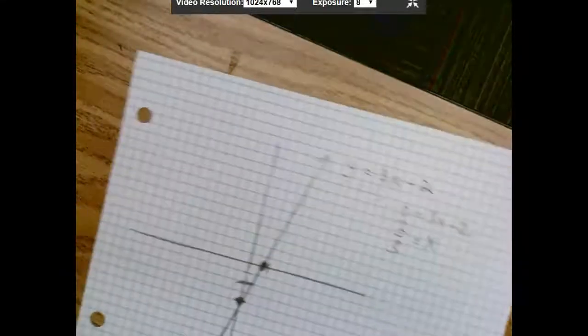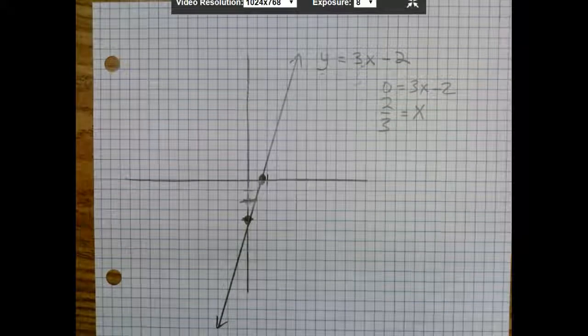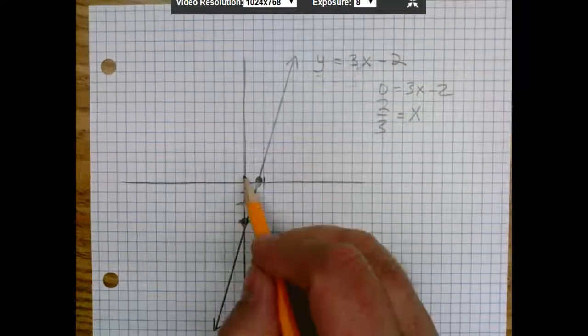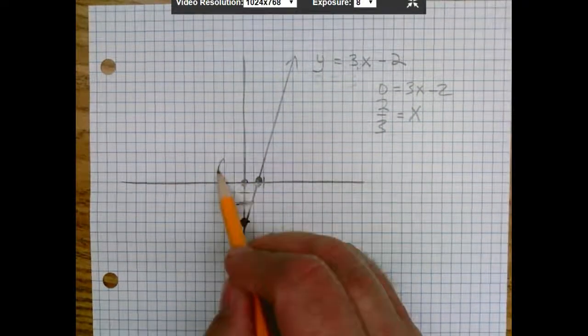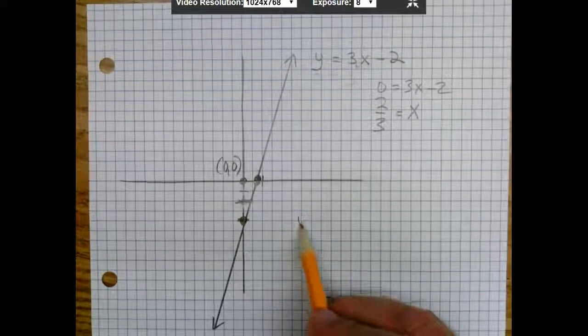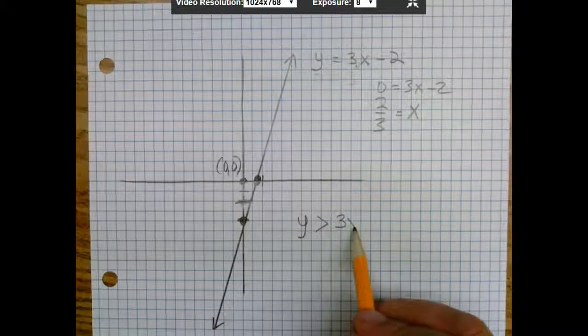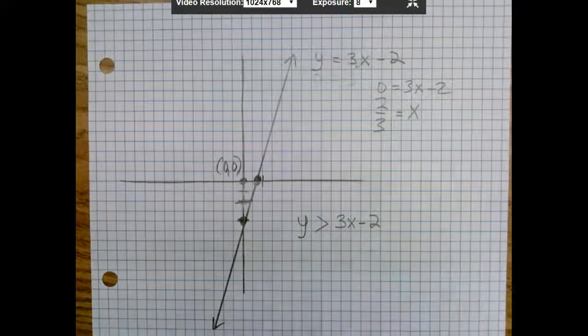So then we have our line, y equals 3x minus 2. Our next step is to choose a test point. Maybe we want to choose this test point right here, 0, 0. And then we have the inequality y is greater than 3x minus 2.